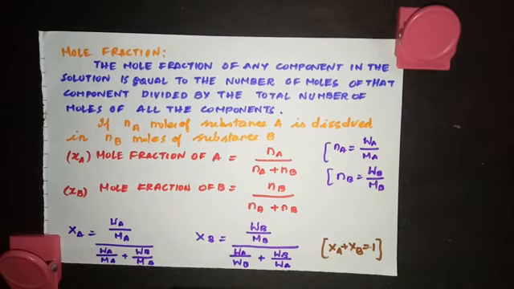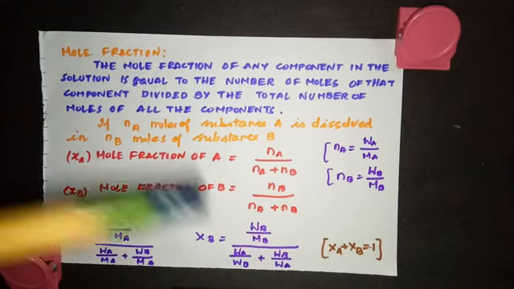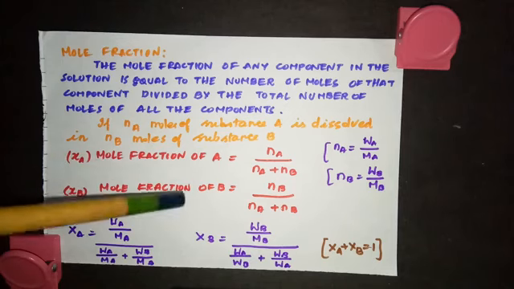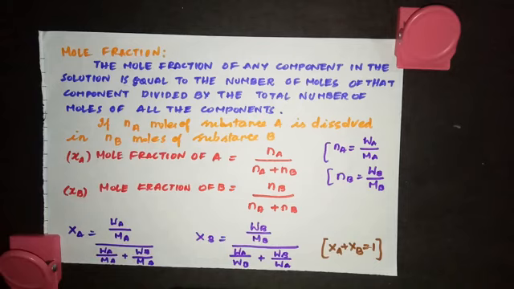And remember one thing, for a binary solution, Xa plus Xb will be equal to 1. Just now I told you what a binary solution is. It will have only two components. So when there are two components, and you add the mole fractions of the two components together, the answer will be equal to 1.